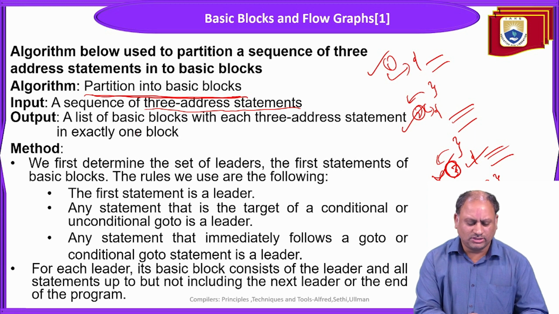In this case, the output is the list of basic blocks, where each three-address statement is represented in exactly one block. So each of the three-address statements can be represented exactly in one block. That is the output scenario.